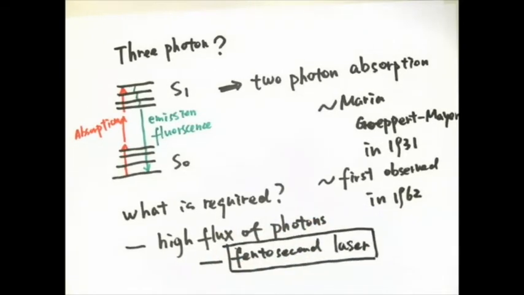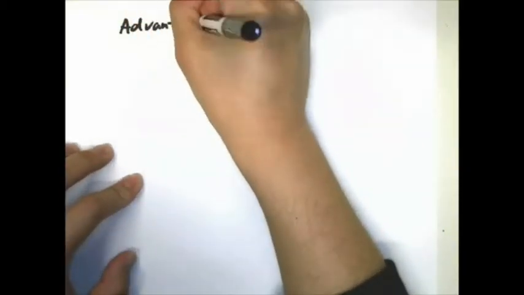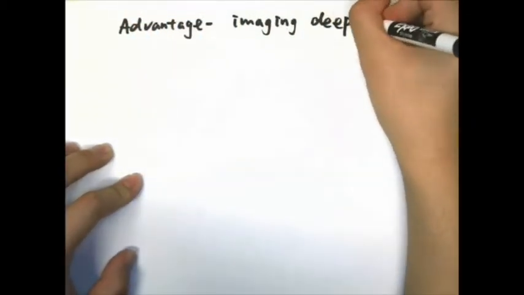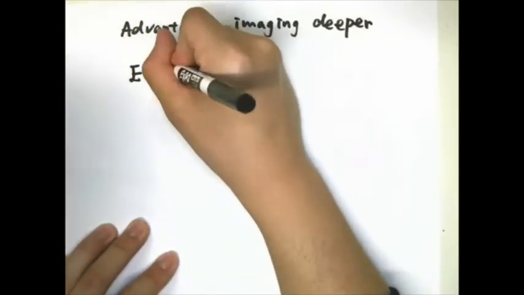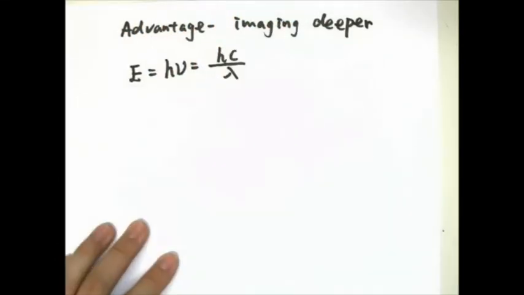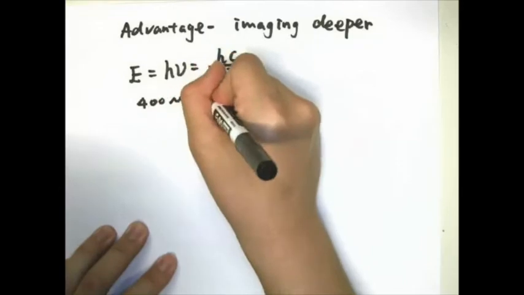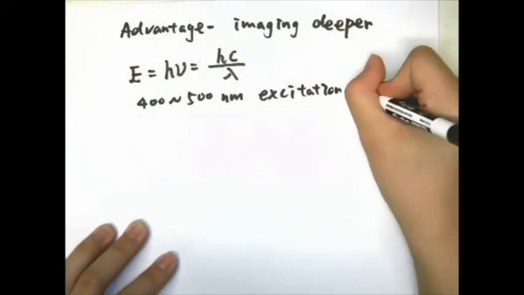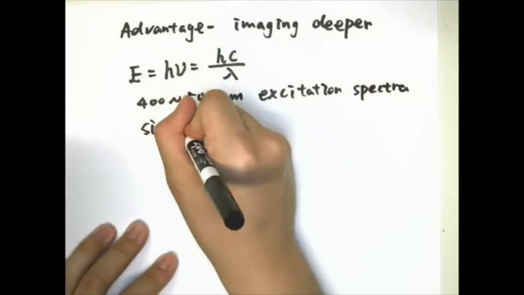One may ask what is required for the simultaneous absorption process to happen. A high flux of excitation photons is typically required for such a process. This needs a very high peak power of laser pulses. A mode-locked femtosecond laser can do that. An advantage of multiphoton microscopy is that it images deeper than confocal microscopy.